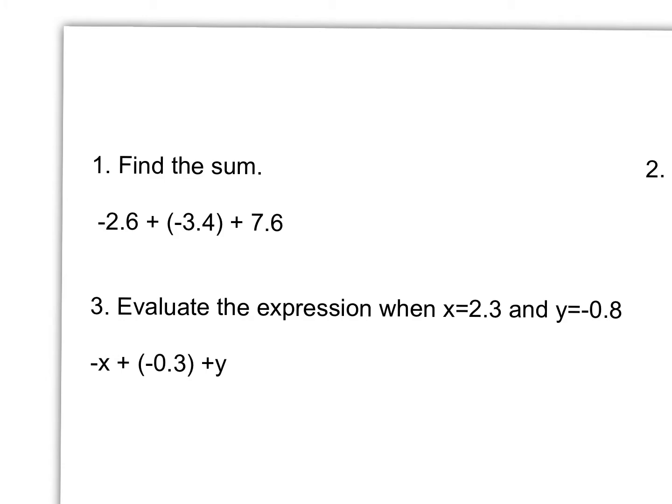Okay, so again, like we were seeing earlier, I see we've got double signs here. So we have to take care of that first. In this case, because I am adding a negative, we are really subtracting. So negative 2.6 minus 3.4 plus 7.6.